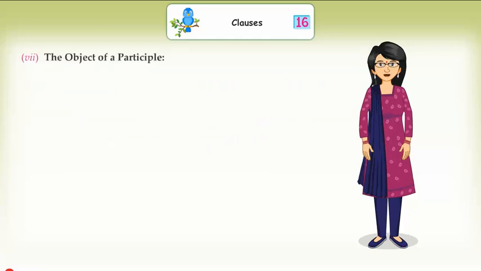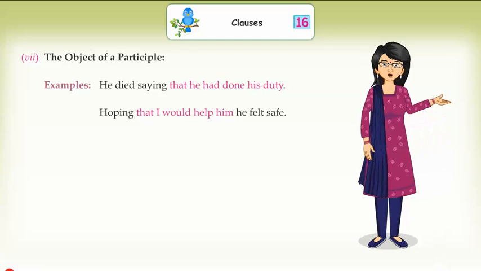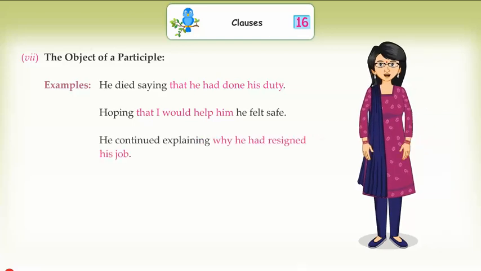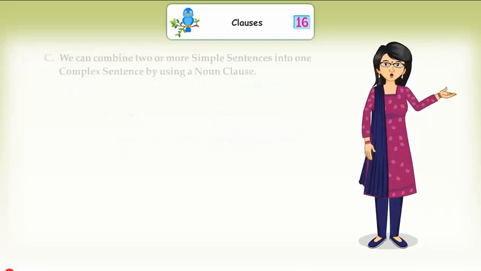7. The object of a participle. Examples: He died saying that he had done his duty. Hoping that I would help him, he felt safe. He continued explaining why he had resigned his job.